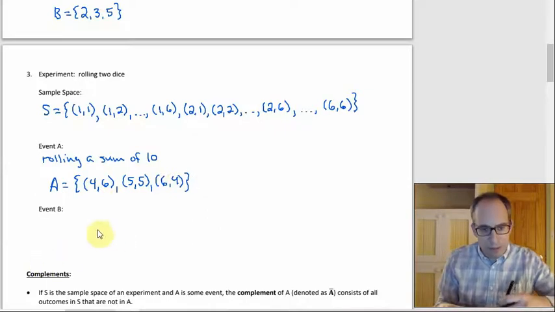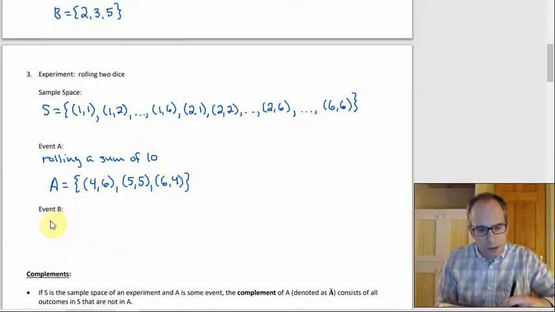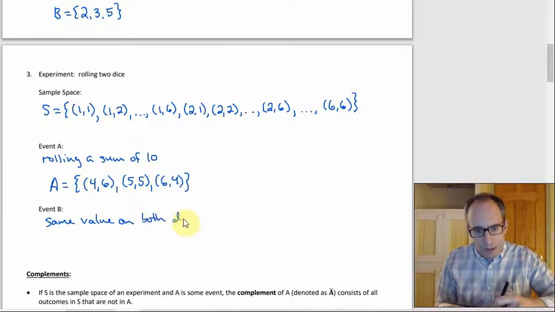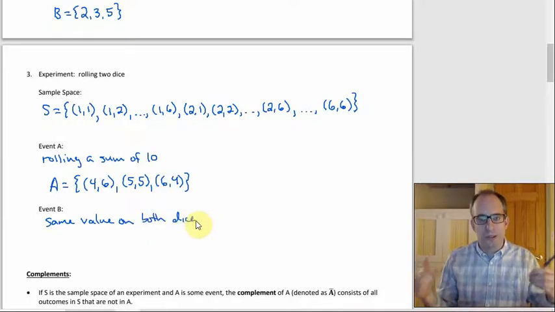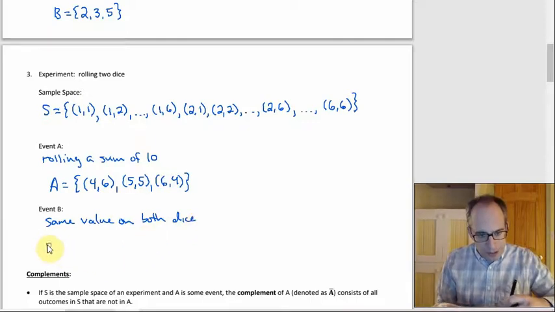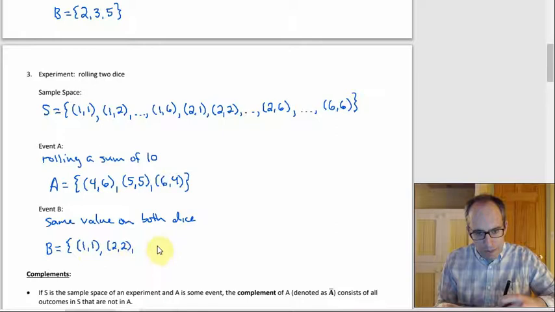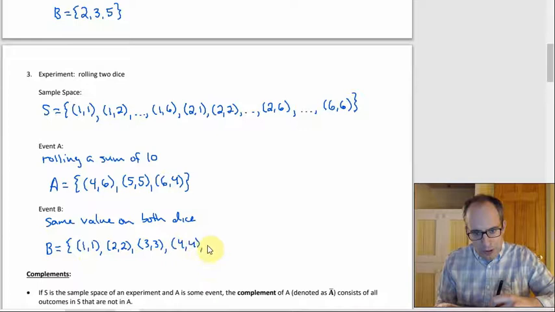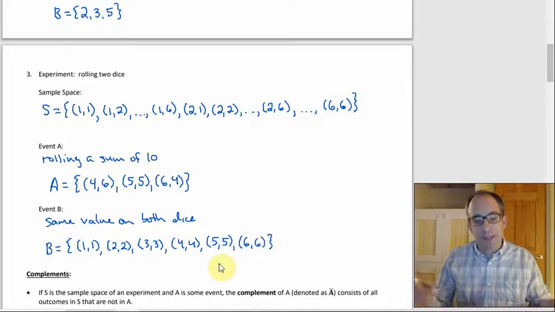And then for event B, how about instead of a sum, maybe something like the same value on both dice. So you get 2 1s or 2 2s or 2 3s or 2 4s, that kind of thing. So then B would be the set consisting of 1 1, right? 1 on both dice, 2 2, 3 3, 4 4, 5 5, and 6 6. So there are 6 different ways you can get that.